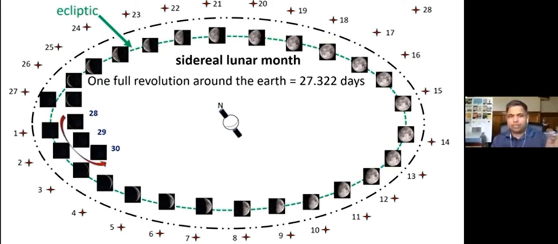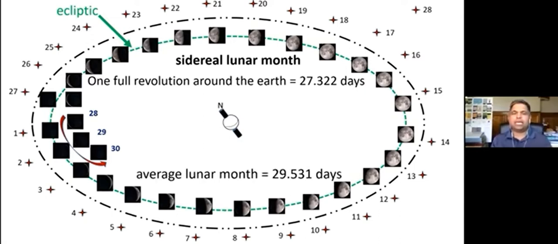Okay, so that additional time is required for the moon to come into the same phase, like a full moon or Amavasya. And that average time that's required is 29.53 days. For practical purposes, we round it off to 30 days. And that's why our lunar month is approximately 30 days.